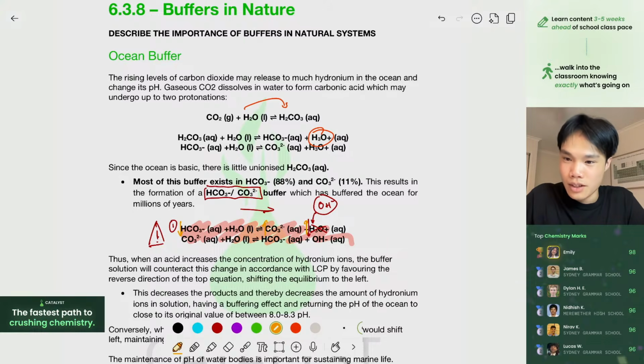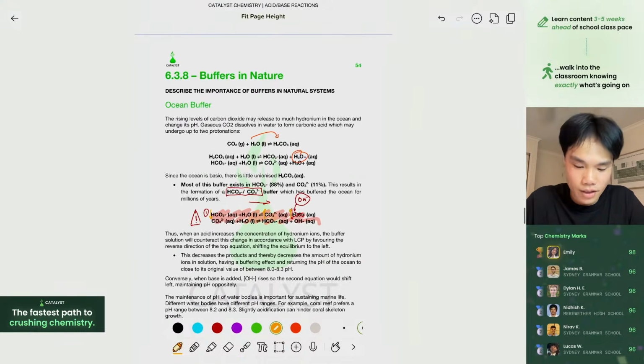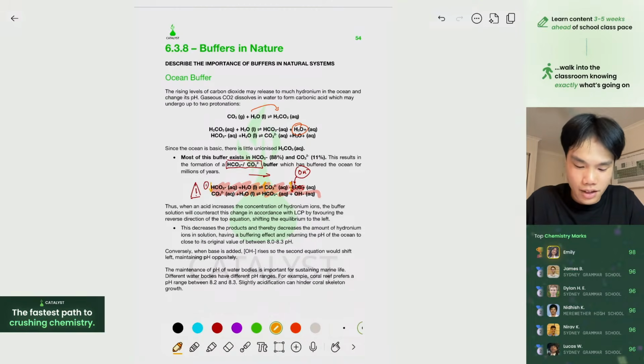Ethan asks, yeah, because LCP counteracts the change by using up the added something. Yes, correct. Answering Calissa's question, and you're correct, Ethan. Thank you very much. Okay, there's no more questions here.